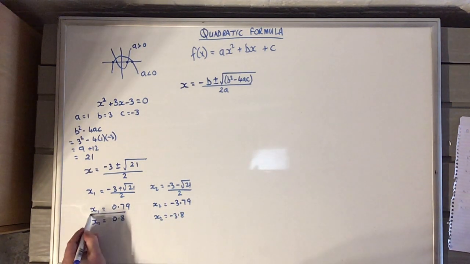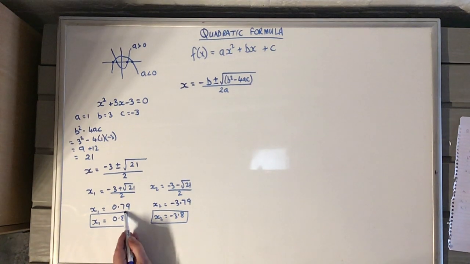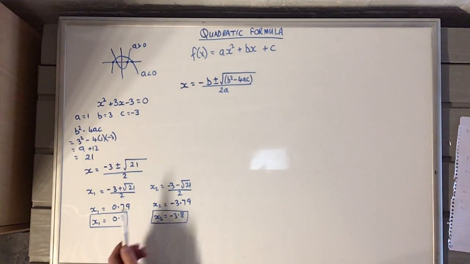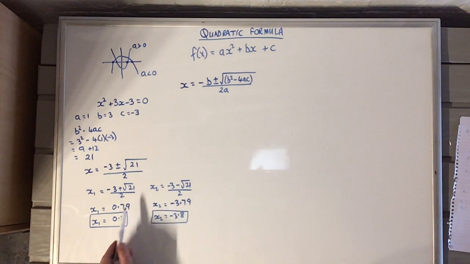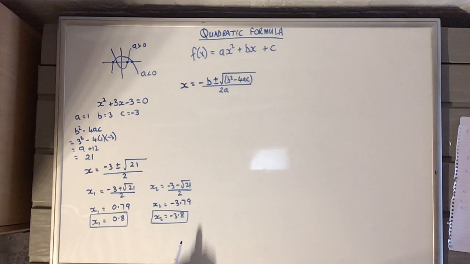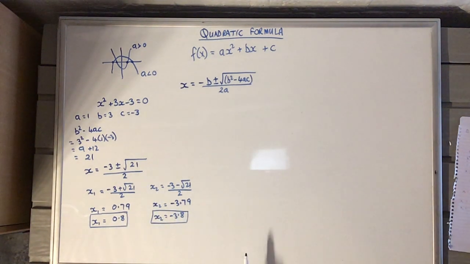Okay, and that's your two roots. So it crosses the x-axis at 0.8 and negative 3.8. And remember, in the exam, one decimal place, show at least 2 or 3 decimal places before you round. And that's all you do. I'll leave that one there just now, and we'll do another one.